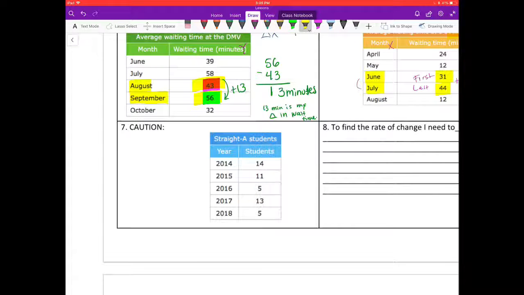Okay, so for this one, 2016 to 2017, let's go ahead and do that one. I want to know my change in straight A students per the year. So this is X, this is Y. So my change in my students from 2016 to 17, that was 1 year. So it's going to be over a 1, right? Because my change in X is 1. All right, so what's my change there? Oh man, it's an increase again. So then we do 13 minus 5. Okay, so 13, 8, all over 1. So I increased by 8 students.